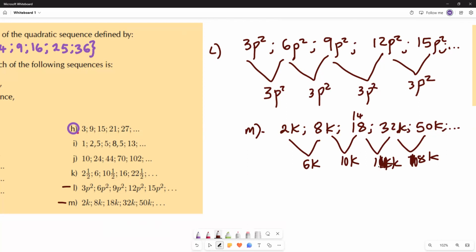Okay, so that's 14K. And then I can see that the first difference is not constant, so I need to do the second difference. 10 minus 6 is 4. 14 minus 10 is 4. 18 minus 14 is 4. Then you can see that the constant difference is the second one. So you're going to say quadratic. The reason is because there's a constant second difference. Okay, perfect. Now let's go to the next question.